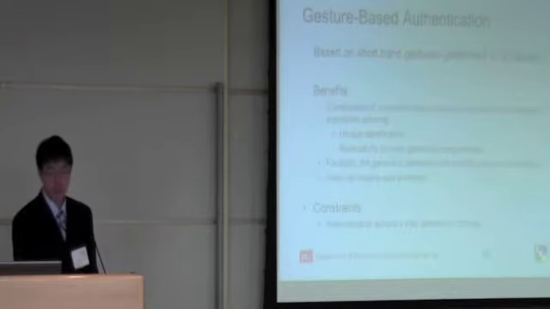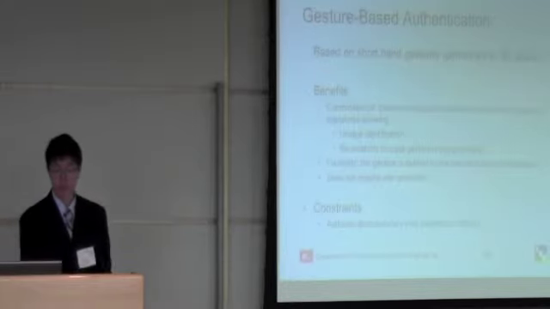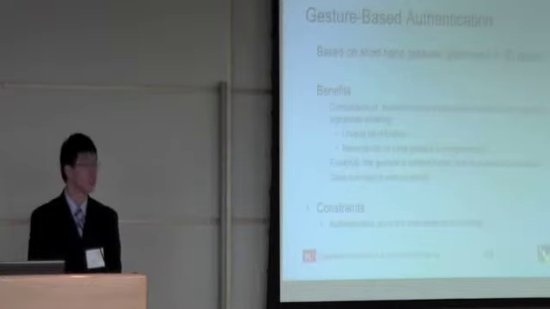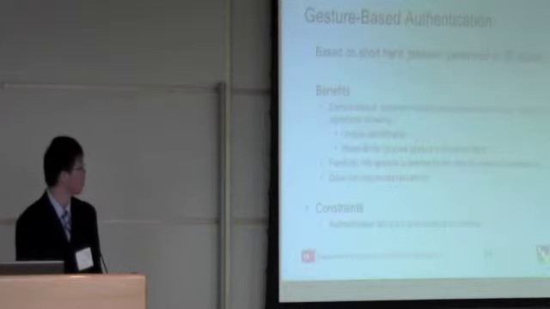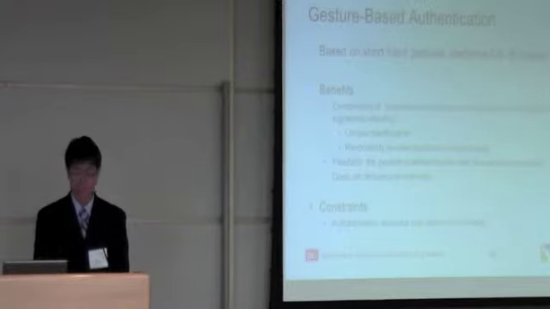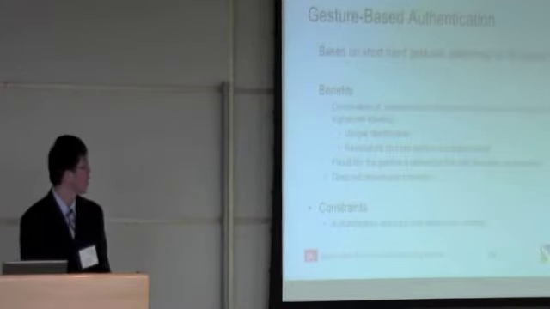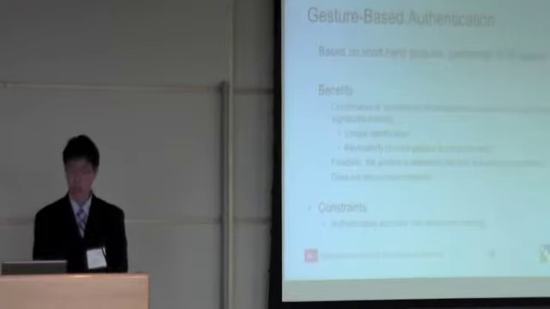Here in our gesture-based authentication, we base it on a shorthand gesture performed in 3D space. It is a combination of biometric, which is the body shape of the human, and a voluntary signature, allowing unique authentication and revocability. It is flexible because users can define their own unique gesture, and it does not require user proximity. However, the accuracy may depend on clothing.